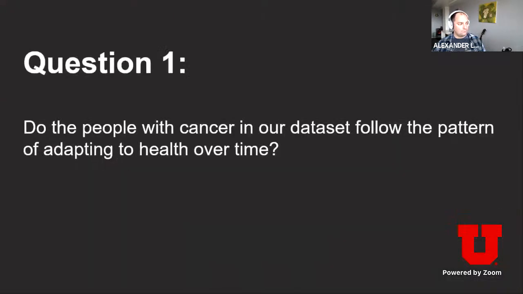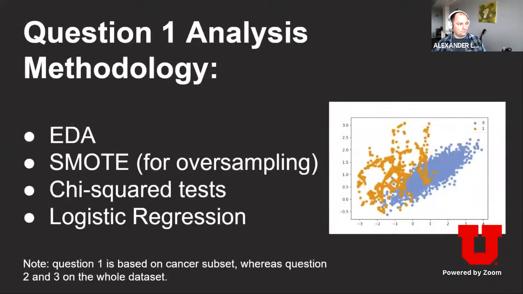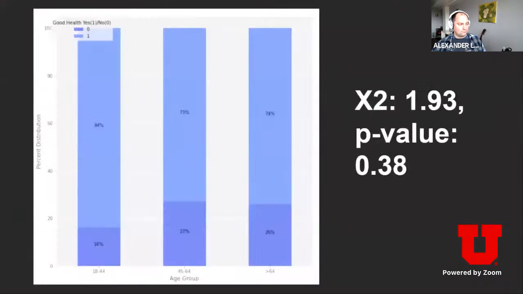Question number 1. Do the people with cancer in our data set follow the pattern of adapting to health over time? To answer this question, we use exploratory data analysis, mode for oversampling, chi-square test, and logistic regression. Among the people with cancer in our data set, most report good health, but it's good to know that the middle-aged group reports the highest percentage of poor health among the groups at 27%. However, there seems to be no relationship between age group and good health status in univariate analysis.